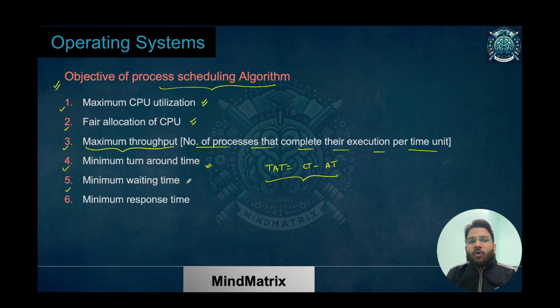Now what else do we want? We want minimum waiting time also. Why do we want minimum waiting time? Because we want our process to keep on executing properly. We don't want our process to wait for a certain duration, so we want to minimize it. We want our process to get the CPU properly, and to be able to execute and complete its execution entirely. So we want to minimize the waiting time. We don't want our process to wait for a longer time.